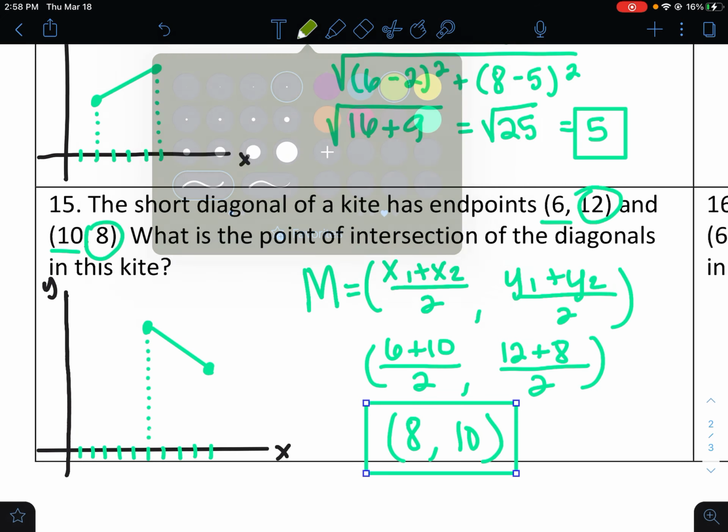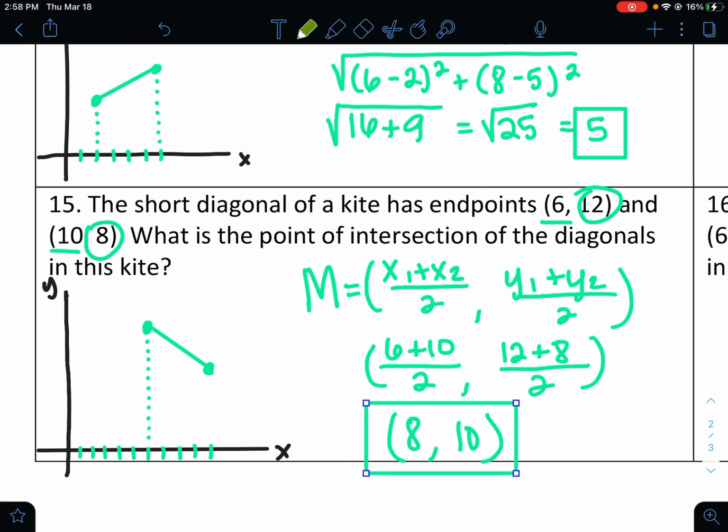Now, if I were a student doing this, I would just want to kind of sort of make sure, I would count the 8 and 10. So 1, 2, 3, 4, 5, 6, 7, 8. And then go up 10. And it is in the middle. Okay. This graph isn't perfect. If it were perfect, it'd be a lot easier to tell. But always try to make sure your midpoint is in the middle. Otherwise, you messed up. All right.